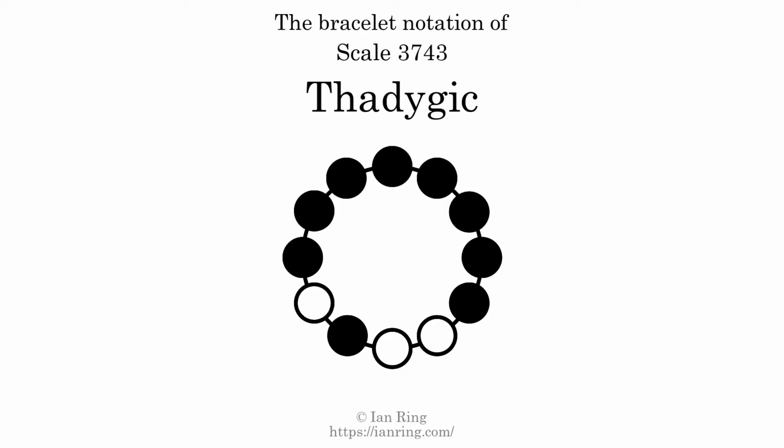This is a bracelet notation diagram of scale 3743. The shaded circles represent tones that appear in the scale, and they are read clockwise, starting at the top.